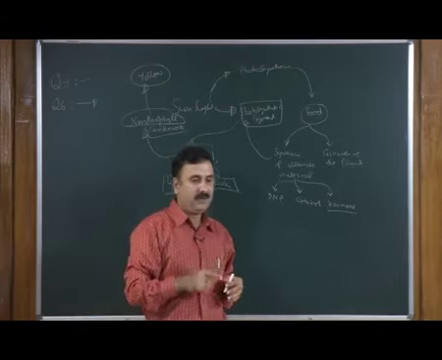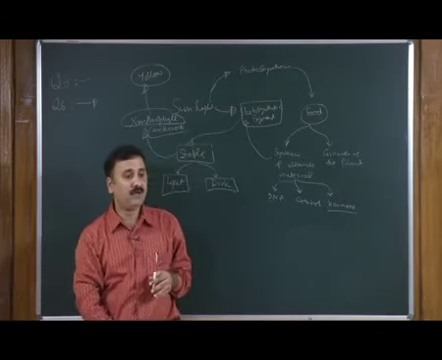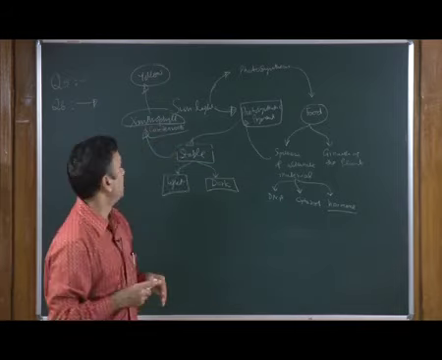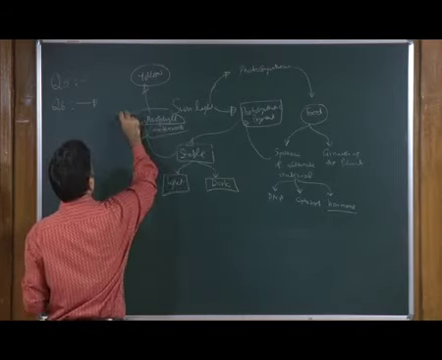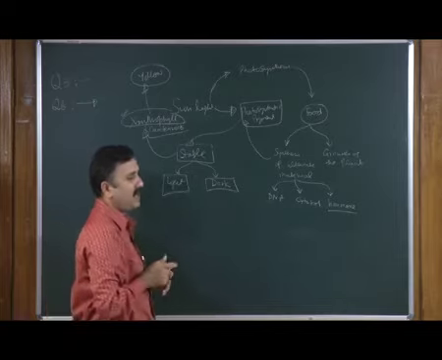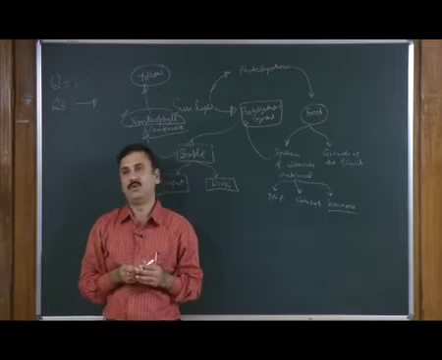So, the answer to the second part of this question, which pigment do you think is more stable, is that the xanthophyll as well as the carotenoids are more stable compared to the chlorophyll.